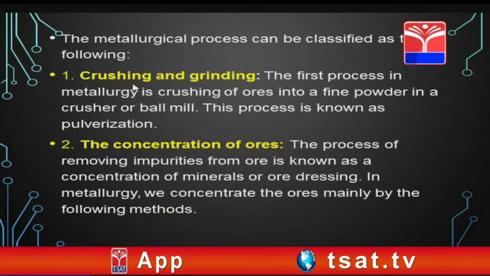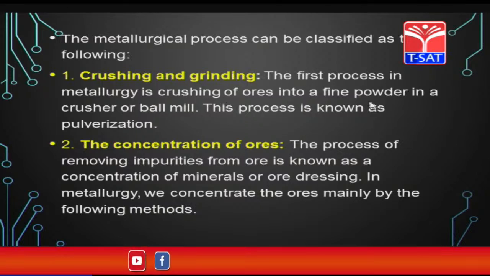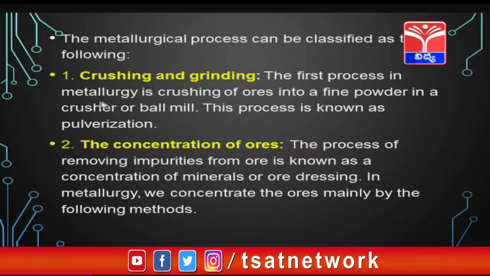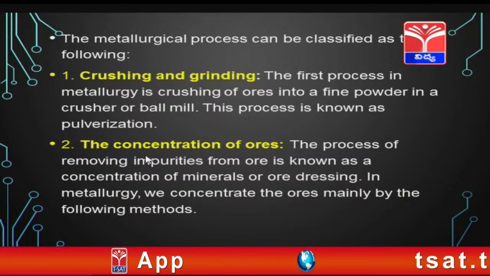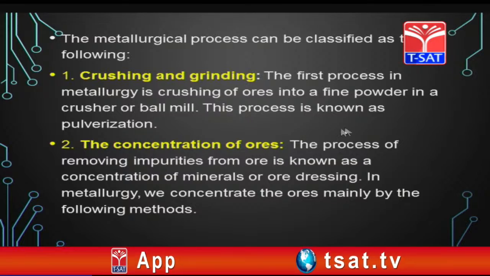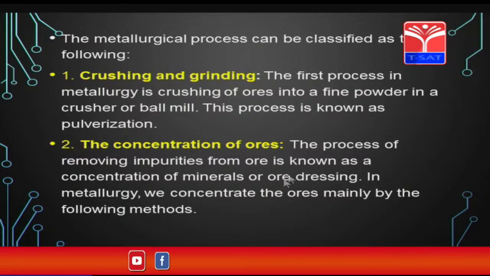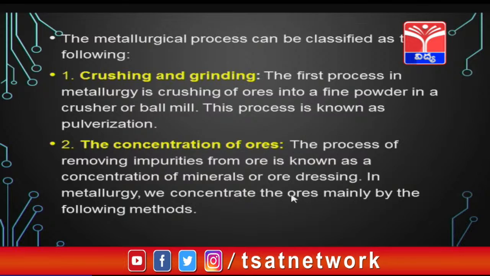First thing is crushing and grinding. Children, the first process in metallurgy is crushing of the ore into fine powder. We can use a crusher or a ball mill, and this process is known as pulverization. Then concentration of ore. In this process, children, we need to remove the impurities from the ore, and this is called concentration of minerals or ore dressing.